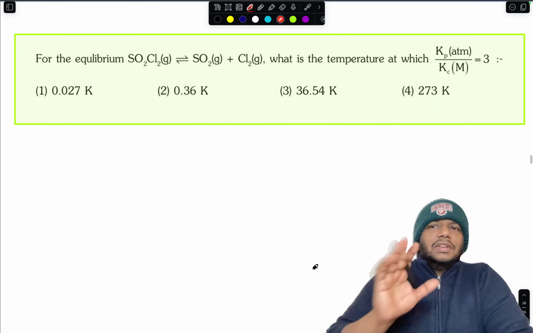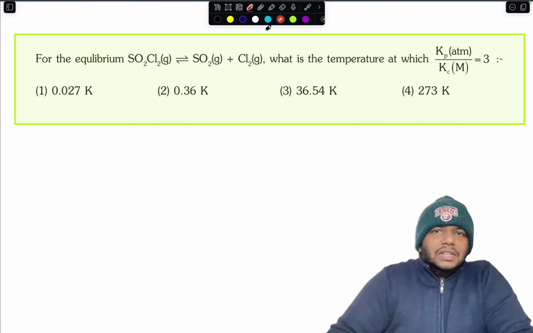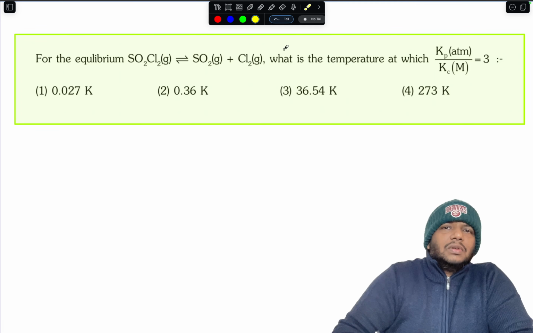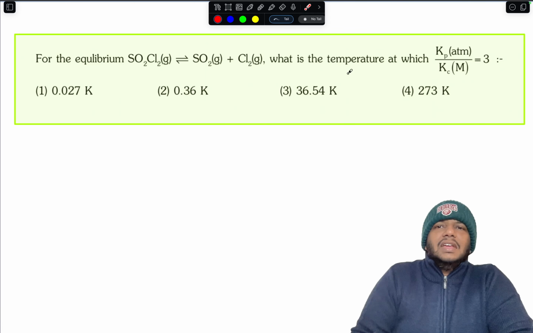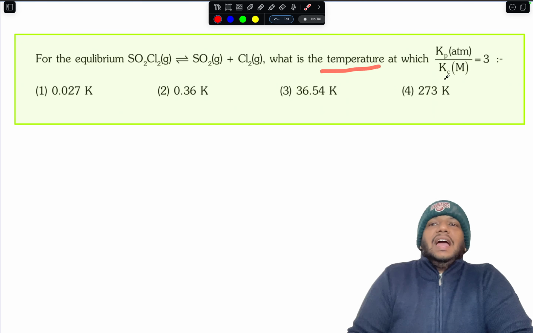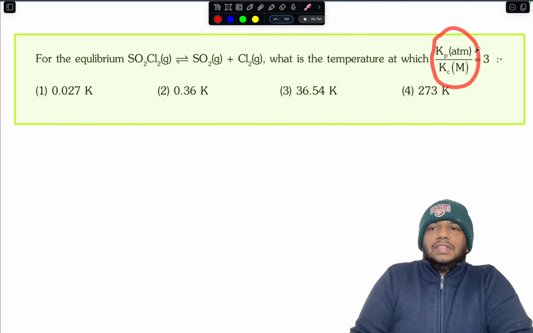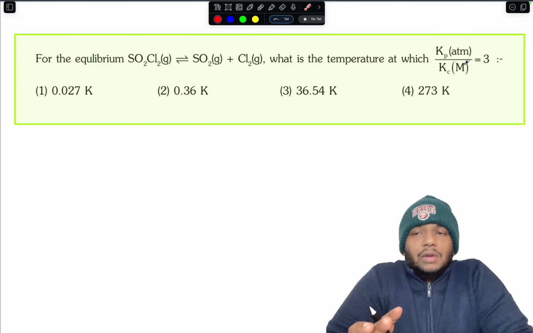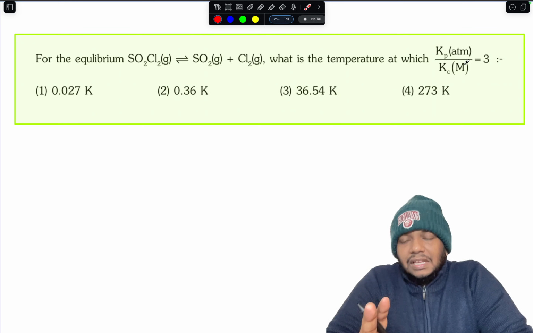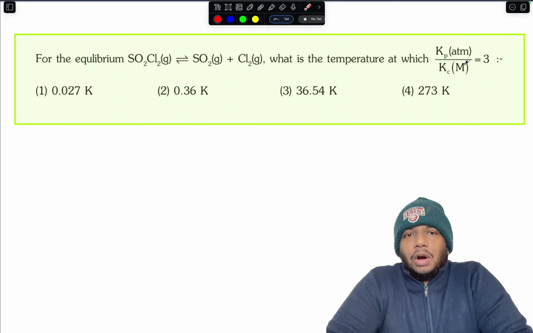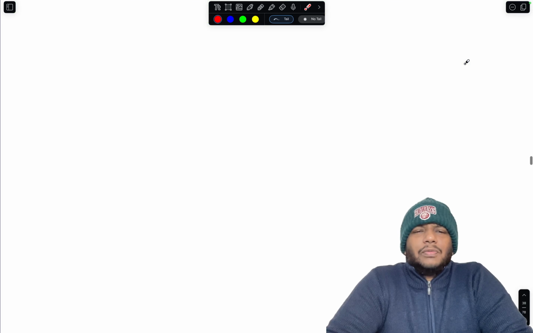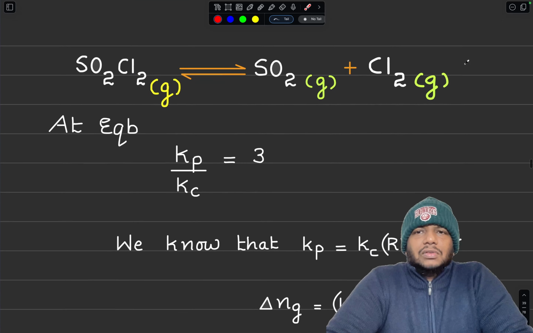Now we have the next question in front of you. All of you go through the question. For the equilibrium SO2Cl2, which is in gaseous form, giving you SO2, a gas, and Cl2, a gas, what is the temperature at which the Kp by Kc ratio is equal to 3? Again we need to write down the relation between Kp and Kc, and from that identify the temperature at which Kp by Kc would be equal to 3. Understood? It's all of a mathematical nature. We can do that. So this is our equation.